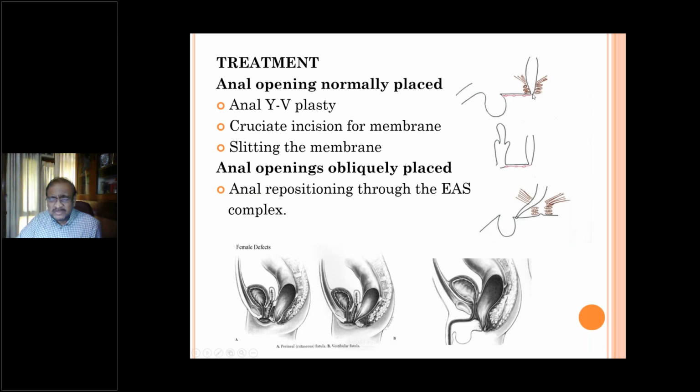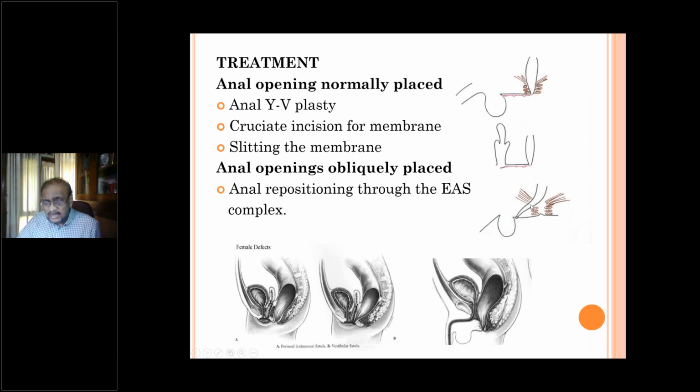If the membrane is there, you just slit it, and you expand this stenosed site. The end. Nothing else required. And if the opening is obliquely placed, see this oblique placement? Now, is it skirting the external sphincter? Yes, it is skirting the external sphincter. It should have been coming from here. So this can be taken and repositioned to this particular area. So remember, anal repositioning through the EAS complex.